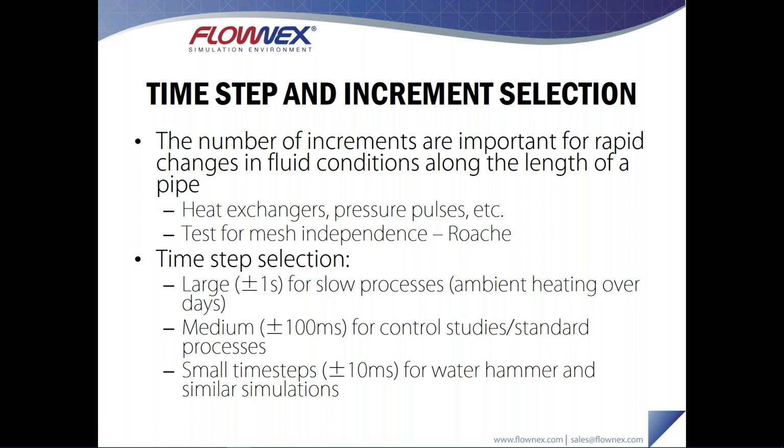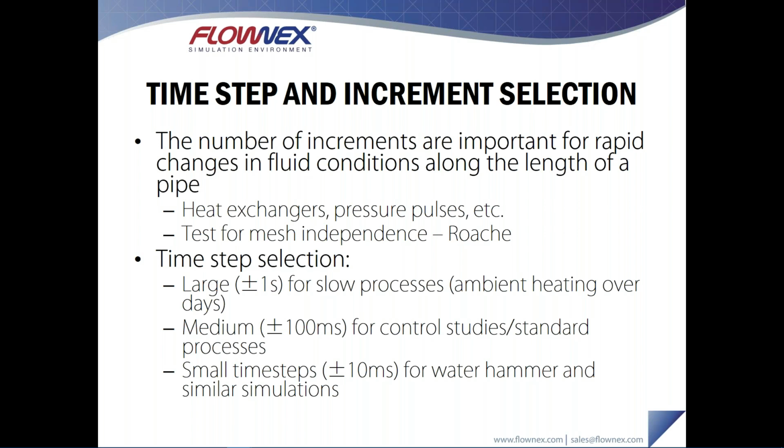Okay, and then the last thing is time step selection. So in Flownex, we might be modeling very different processes. There might be a slow process like ambient heating of a tank over many days. You might be modeling a concentrated solar plant where you have changes in solar flux over the day, and you want to study what effect this has on the performance of your cycle. So modeling this with very small time steps would be quite impractical.